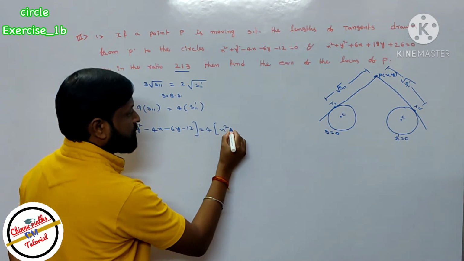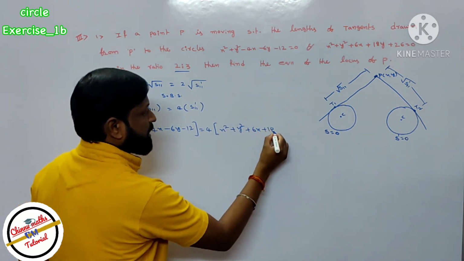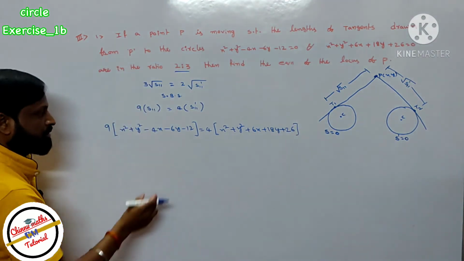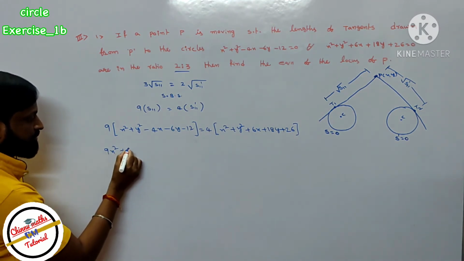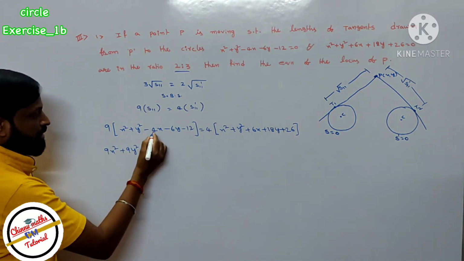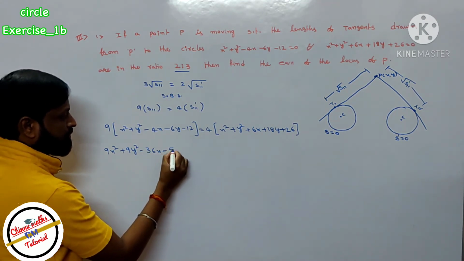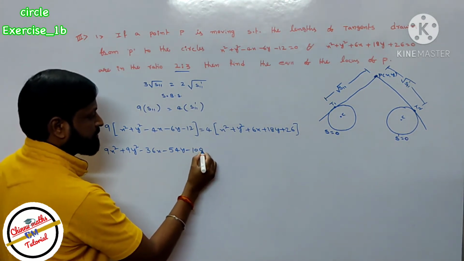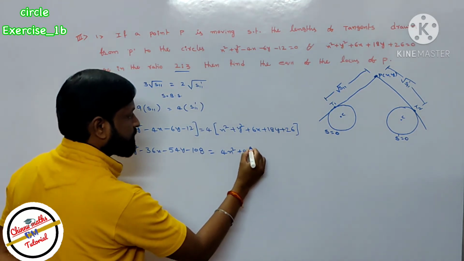So what is the value? x square plus y square plus 6x plus 18y plus 26. Then you can multiply the bracket value by 9. 9x square plus 9y square, 9 4s are 36x, 9 6s are 54y, minus 108, is equal to 4x square plus 4y square.